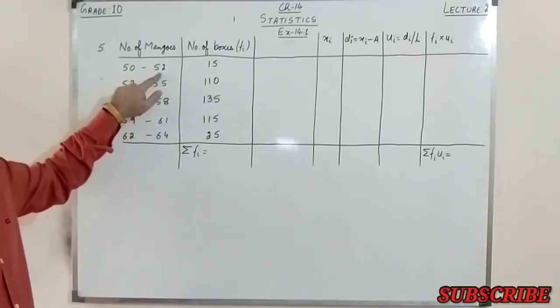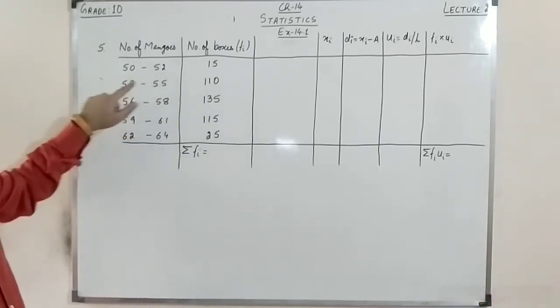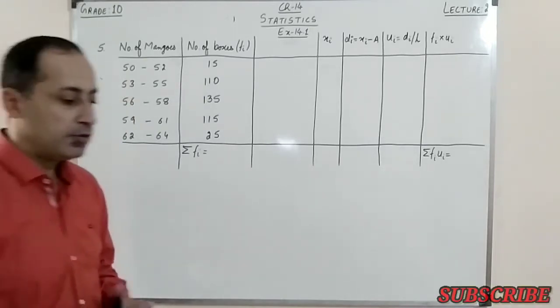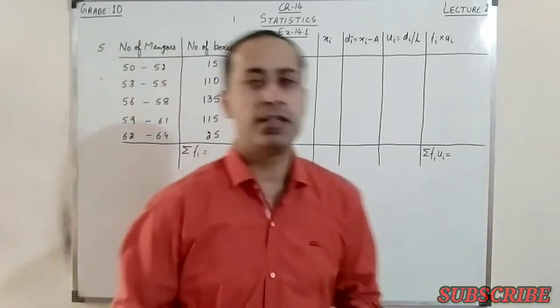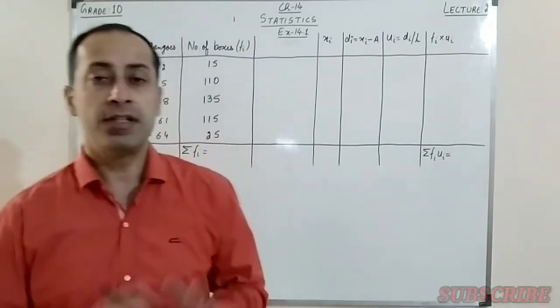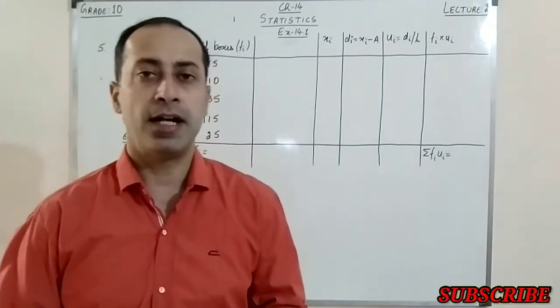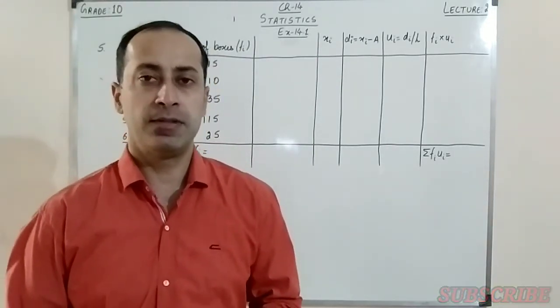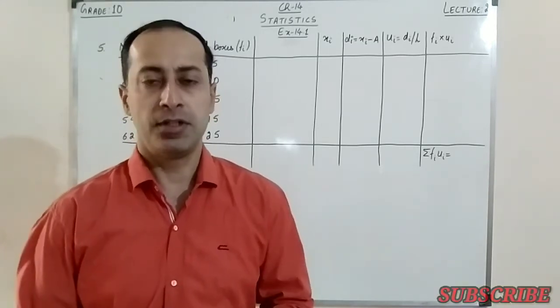The upper limit of one interval is not equal to the lower limit of the next interval. So these kinds of intervals are basically called discontinuous class intervals. The first step would be to make this kind of discontinuous class intervals into continuous class intervals. So how can we do it?